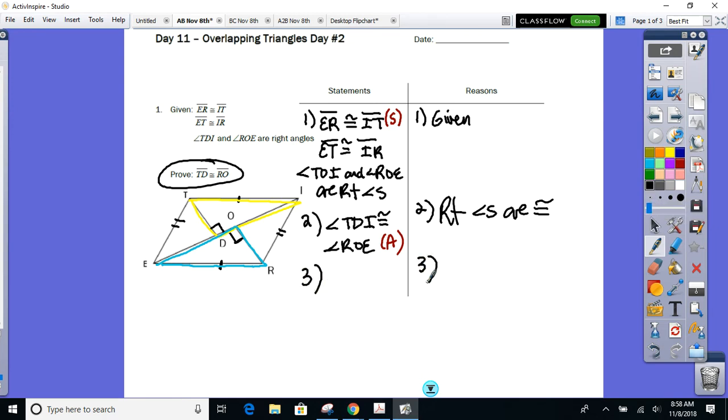So before we quit on these two triangles, let's just take a quick look. Is there anything else you could mark? Sure, Orion.